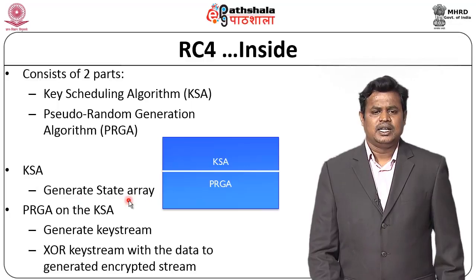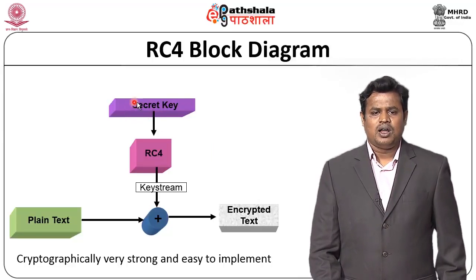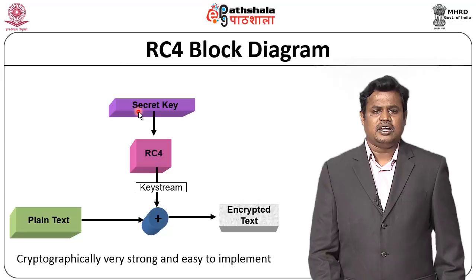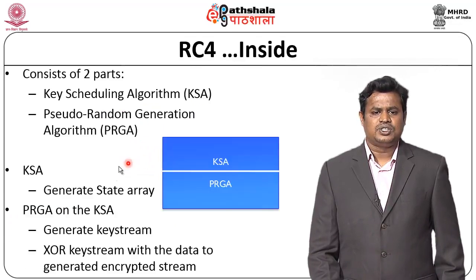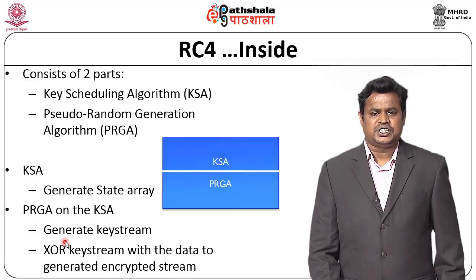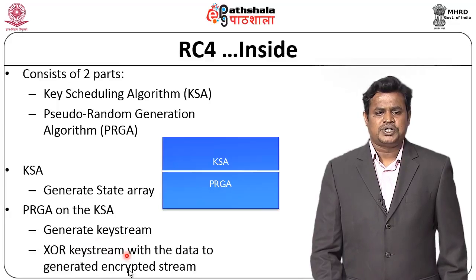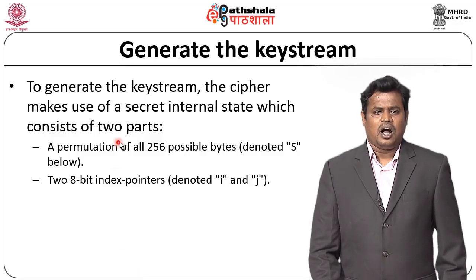Here KSA is used to generate the state array. When I take the initial key, that is your secret key, it is a very short key when compared to the Vernam one-time pad; it uses only a smaller key as a secret key. From this key, RC4 is going to generate a state array, and the pseudo random generator algorithm on top of KSA generates the key stream, and this key stream is further used for encryption of your message. So, now we will see how this key stream is going to be generated.